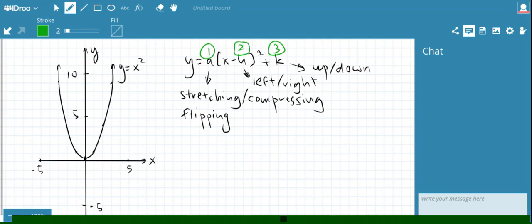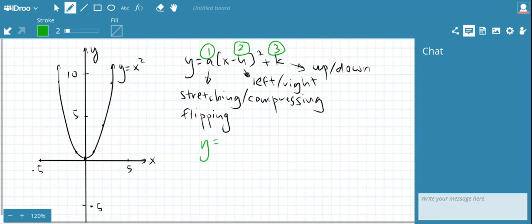So let's do one example. Let's do y equals negative 1/2 (x plus 3) squared plus 2. Okay. So I just made something random up.